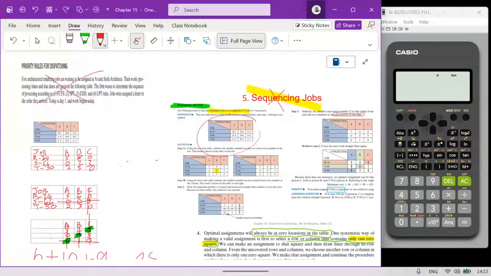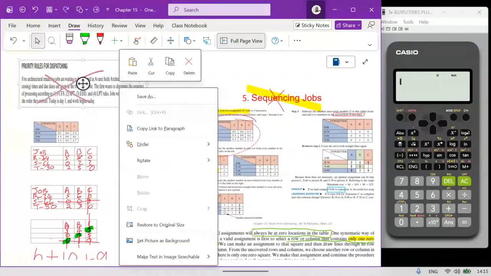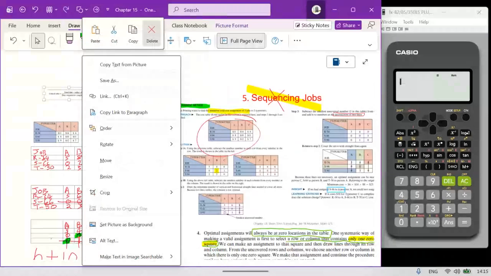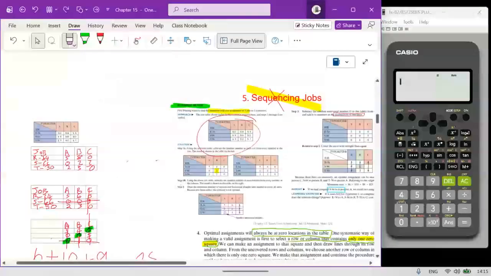Can I delete this? It's not supposed to be here. It's in the wrong place. Yeah, so now we want to zoom.